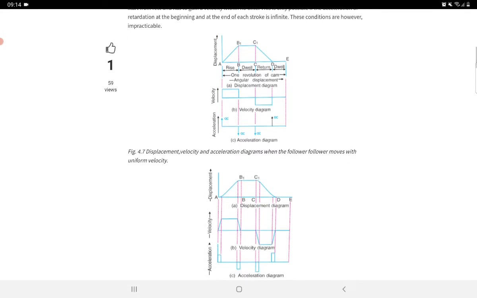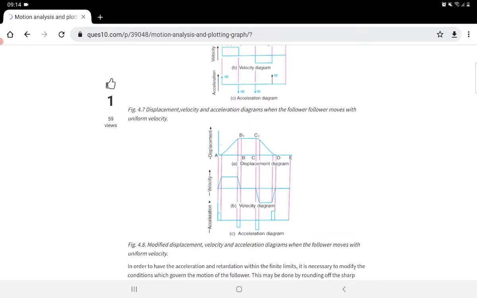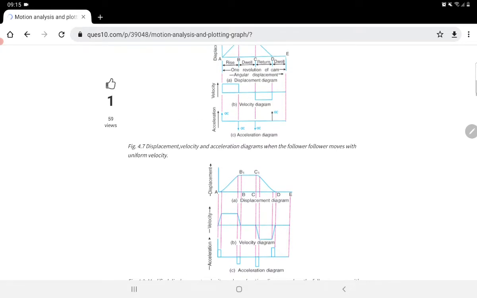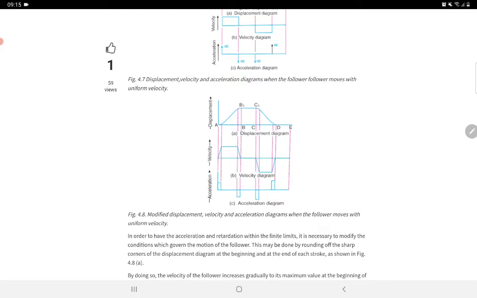But below that, you will see the modified displacement, velocity and acceleration diagram when the follower moves with uniform velocity. The displacement diagram is as it is, but at the start of this region, we can say the rise of the follower, there is a slight curve given, and similarly during the line C1 to D, you will see that slight curve. So this is nothing but a modified displacement, velocity and acceleration diagram. You will see the modified velocity diagram also, and the modified acceleration diagram also.